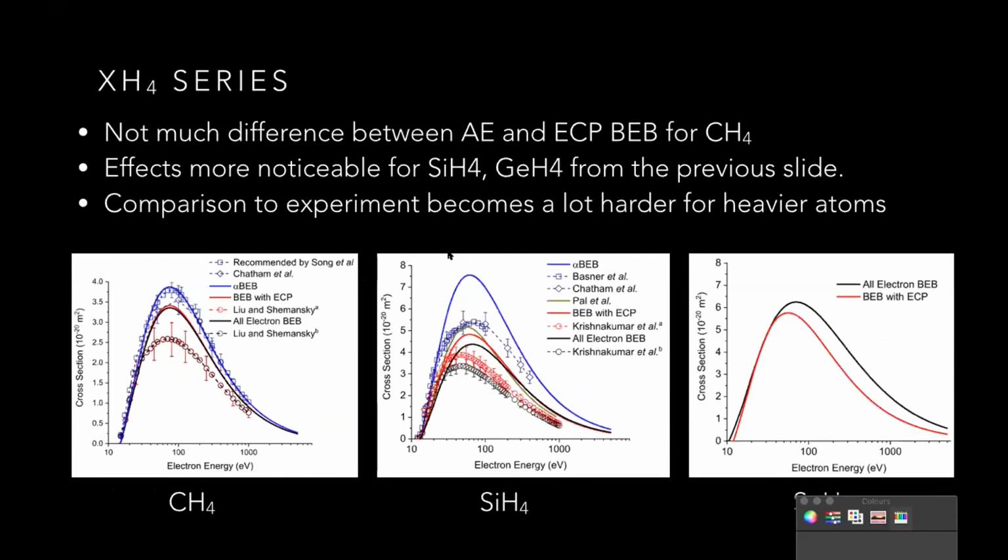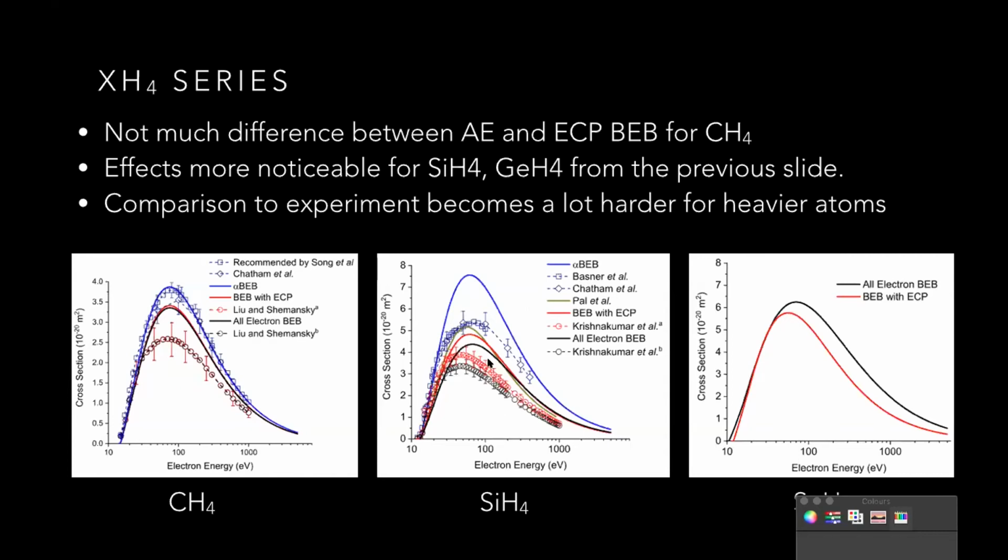So what we also looked at was the series of hydrides, starting with carbon and descending that group. So you can see with methane, there is very little difference between the all-electron calculation, which is in black here, and the red line, which is with an ECP. And this is expected because all of the atoms here are quite light, so the relativistic effects are quite small, and the core size is also very small. It only includes two electrons, the 1s of carbon in the core.